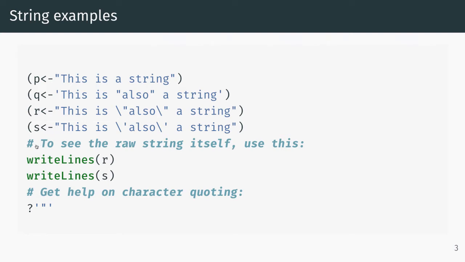Now to see the raw string itself, you won't see it. You'll see the result of the assignment, but that's not the same thing as the raw string itself. You'll need to say writeLines with the name of the string in order to see it, and you'll see that these strings look a little bit different. And you can get help on character quoting by typing question mark, single quote, double quote, single quote, or you can type question mark, double quote, single quote, double quote. Either one of those, and any other combinations R will not understand, because I've tried that.